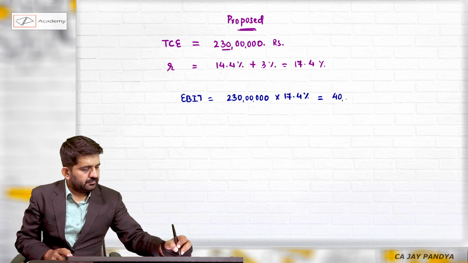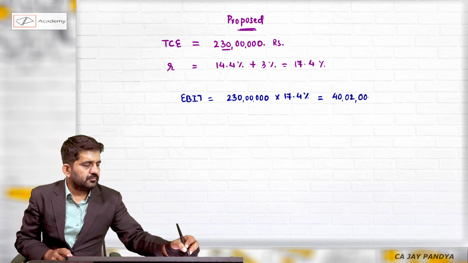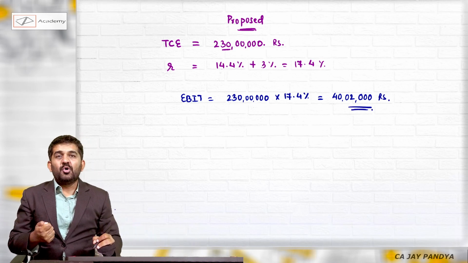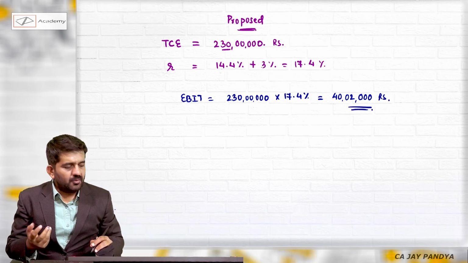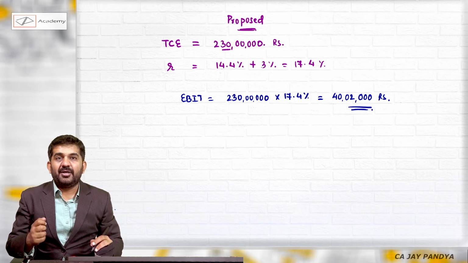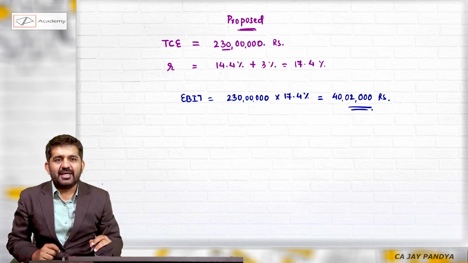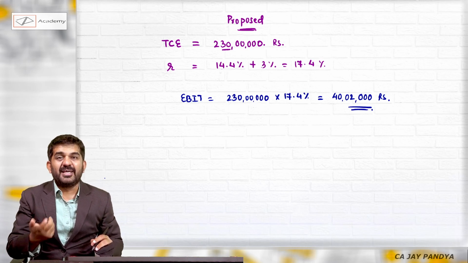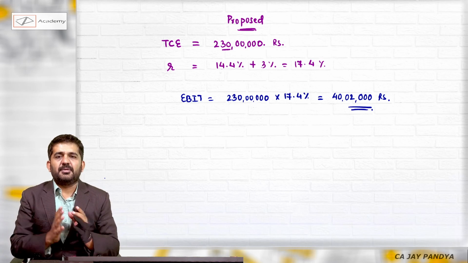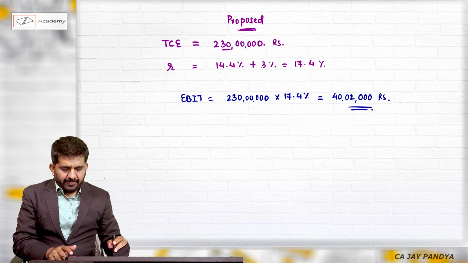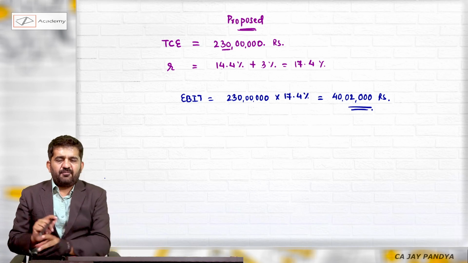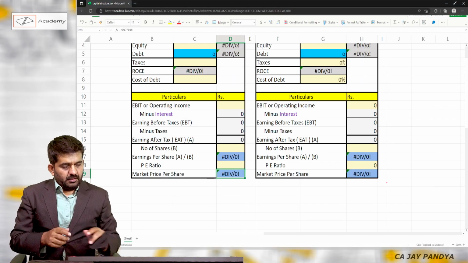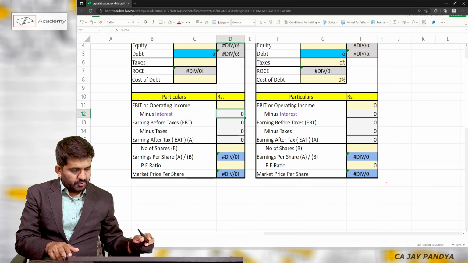₹40,02,000. So now I know under option 1 what will be total capital employed, what will be EBIT, and I can use my Excel sheet so that I don't have to do some basic calculation. Of course, in examination you will have to do it, but I can use that Excel sheet and find out what will be the answer in both the situations.